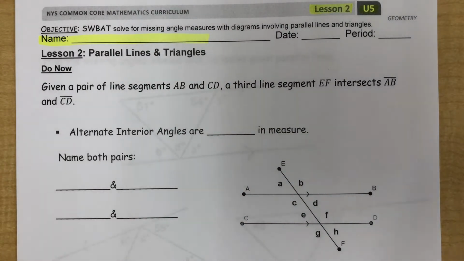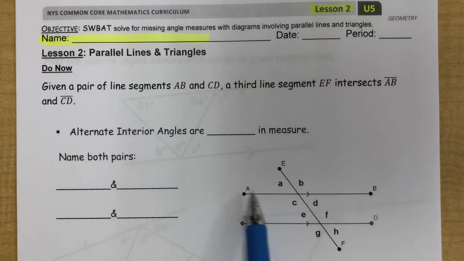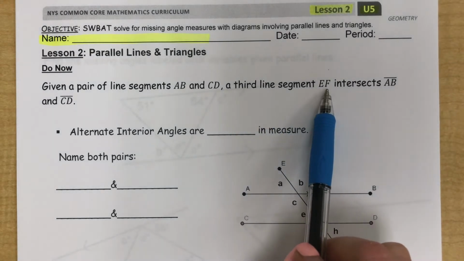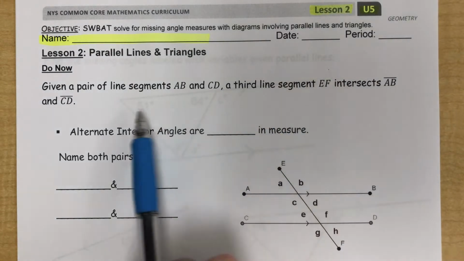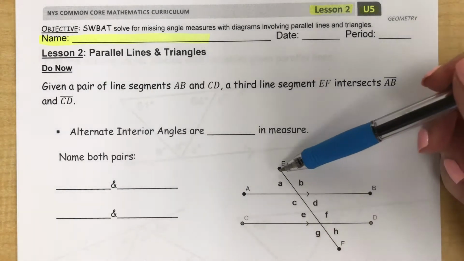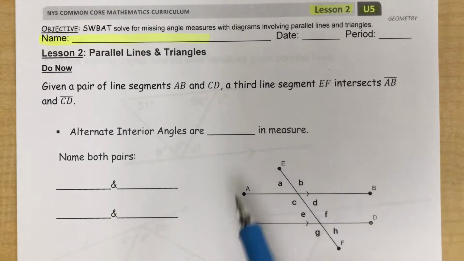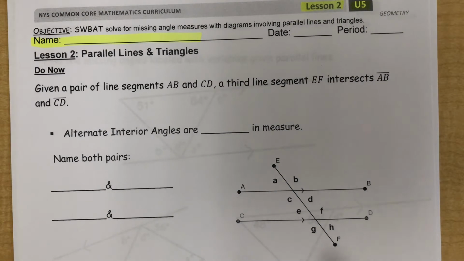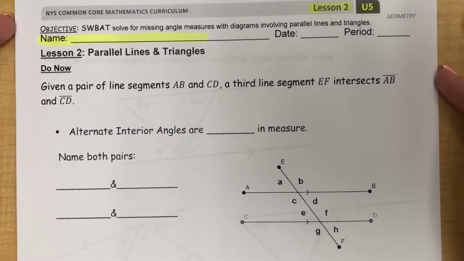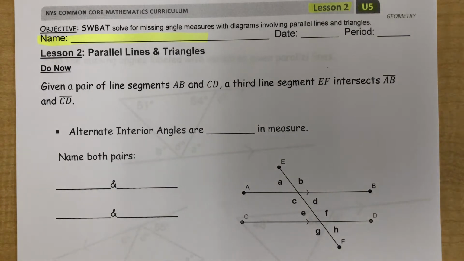So as I look at the do now, it says given a pair of line segments AB and CD. Well, here's my line segments AB and CD. A third line segment EF is going to intersect both of those line segments. So here's my third line segment EF. I can see that it's intersecting, it's hitting AB and CD. So based on this diagram, the first part of this question says, alternate interior angles are what in measure?